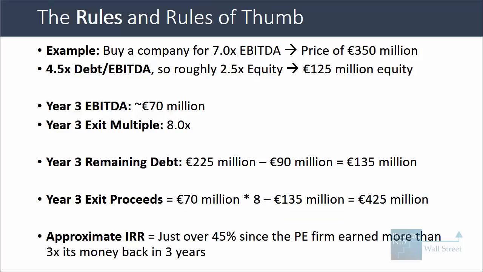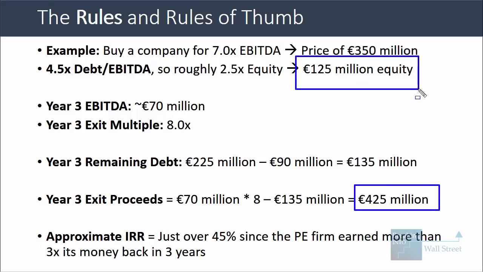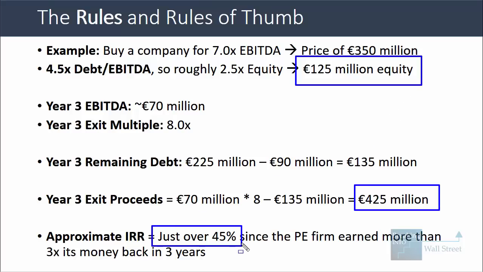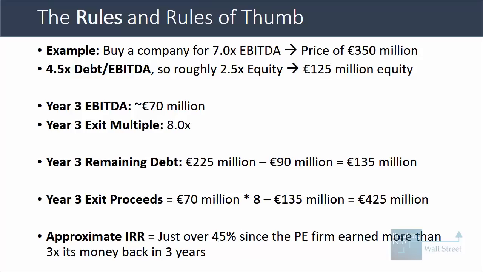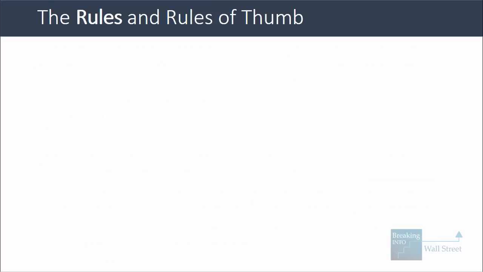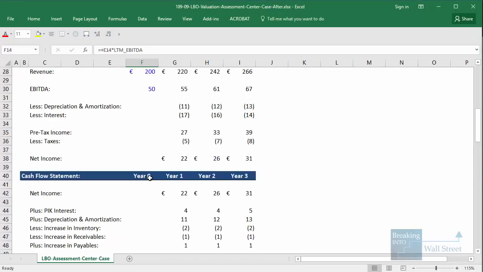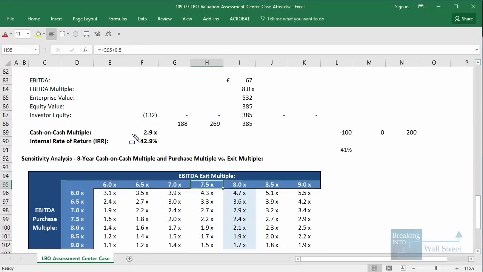And then if you think about the math here, 425 million divided by 125 million is just over 3x. And so we'd approximate the IRR as being about 45% or just over 45% because the private equity firm earned more than 3 times its money back in just 3 years. Now, if you go into Excel and look at this scenario, you'll see that the actual IRR is only around 43%. So what explains this difference?